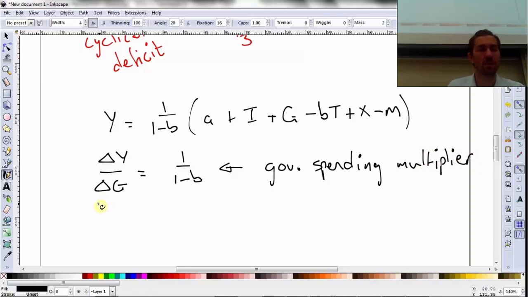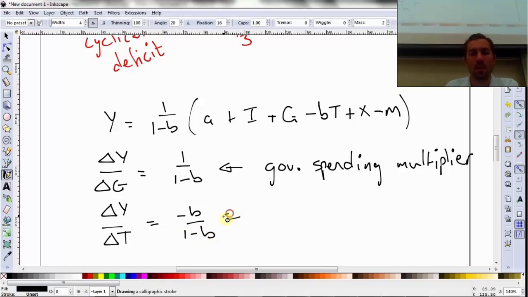What about the tax multiplier? Well, how does output change if we change lump sum taxes? Are you with me on that? The tax multiplier would be minus b over 1 minus b. In other words, here's our coefficient, minus b, times 1 over 1 minus b equals minus b over 1 minus b. Yeah?